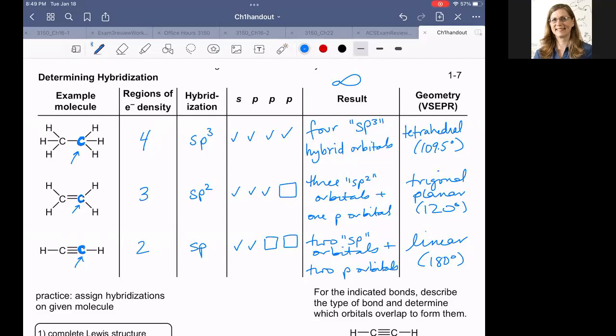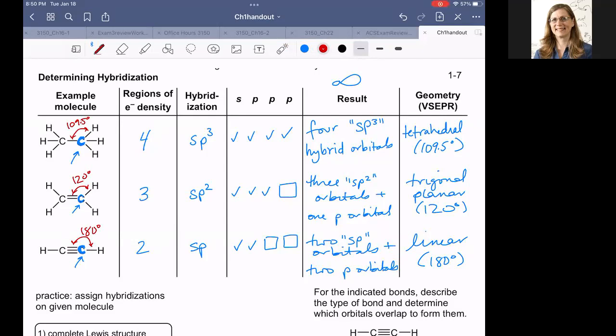Maybe we can add that in here. So this bond angle will be 109.5. This bond angle will be 120. And this bond angle will be 180. So I've kind of drawn them with the approximately representative geometry there.